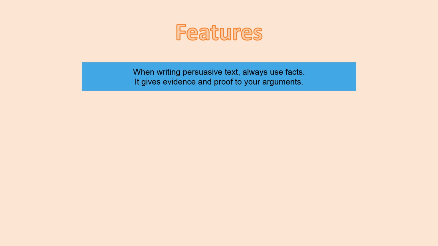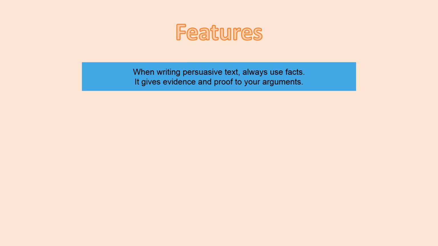When writing persuasive text, always use facts. It gives evidence and proof to your arguments. So when we're writing the information leaflet on bees, we have to use facts. So what are some facts that you know about bees? Pause and have a think.